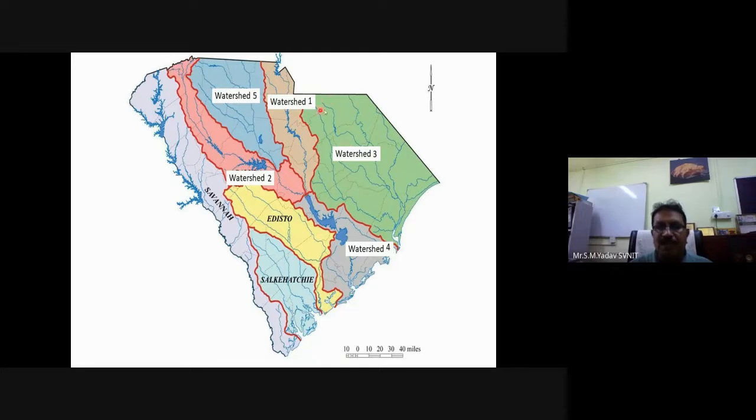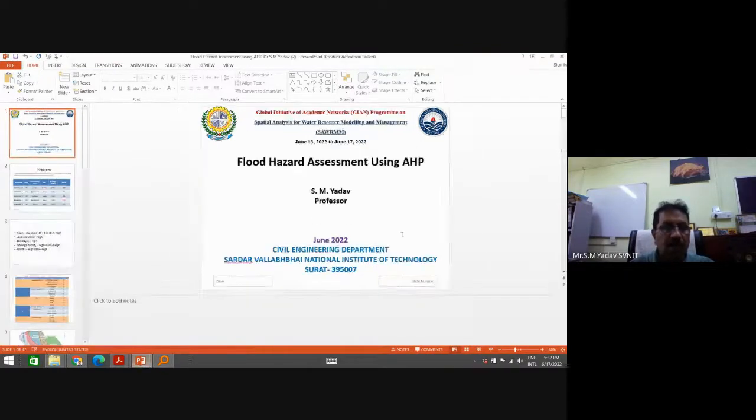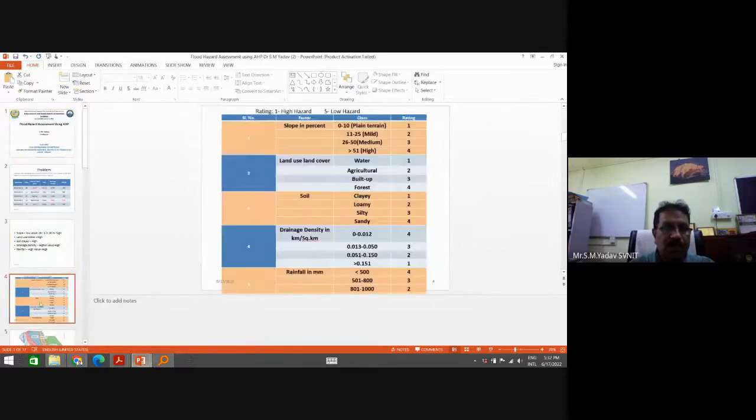If I take watershed 3, see, so many drains are there. If I take watershed 2, this is an elongated shape of basin and it has some small dams also. So we want to rank flood hazard for watershed 1, watershed 2, watershed 3, watershed 4, and watershed 5. Right? So this is our problem. The first step to solve this problem is to go with normalization of data.